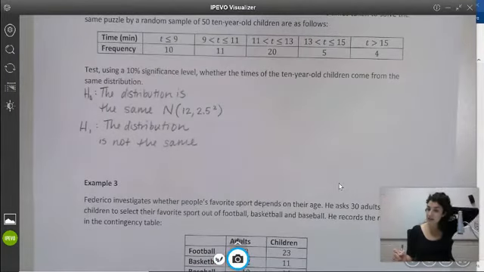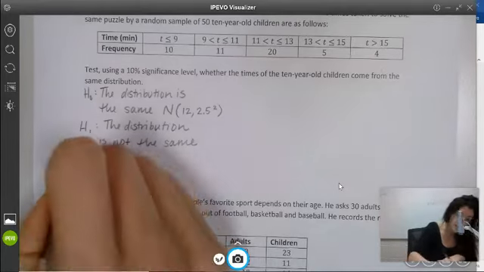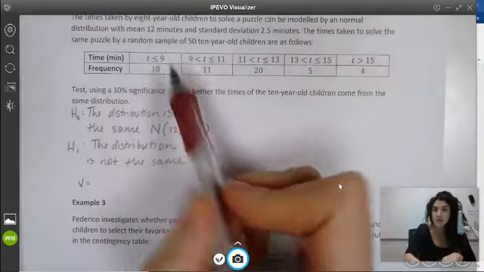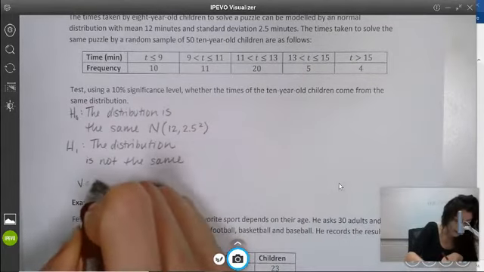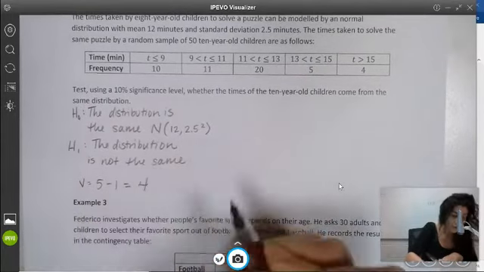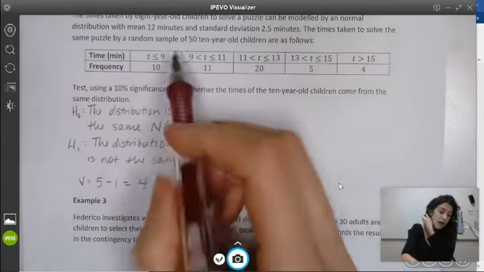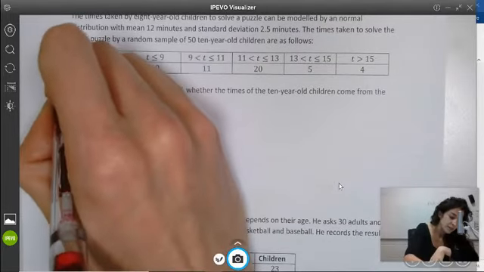Something else that we need to find out next is our levels of freedom, or degrees of freedom, and that's your V value. Remember that it's your groups in your table minus 1. We've got 5 different groups in this table. Minus 1 is 4 for our degrees of freedom. So we've got our observed frequencies.